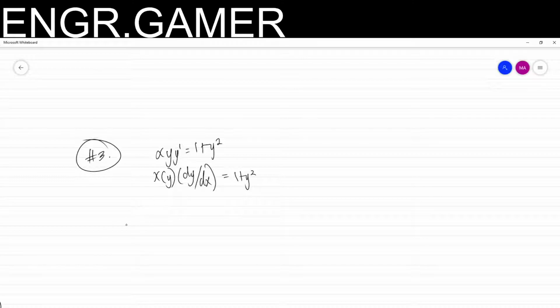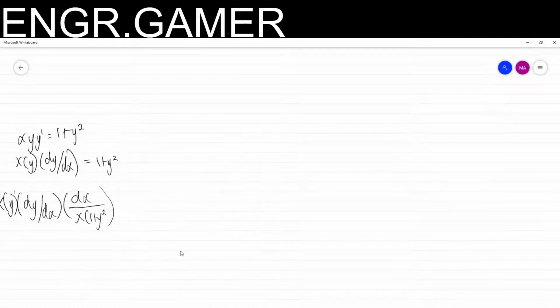Okay, the same process. Multiply natin both sides by dx over x times 1 plus y squared. So we have x times y dy over dx. Multiply natin siya ng dx over x times 1 plus y squared.